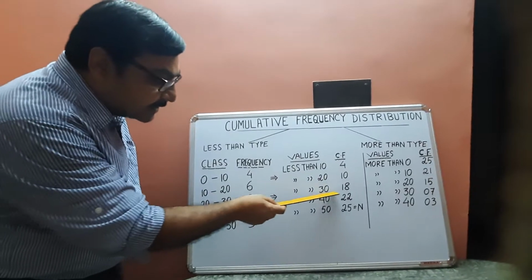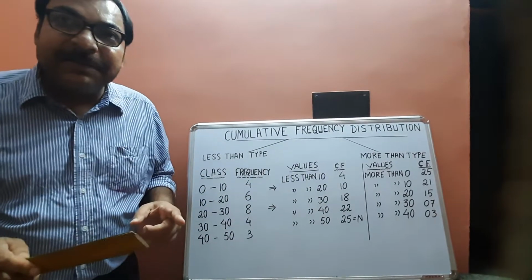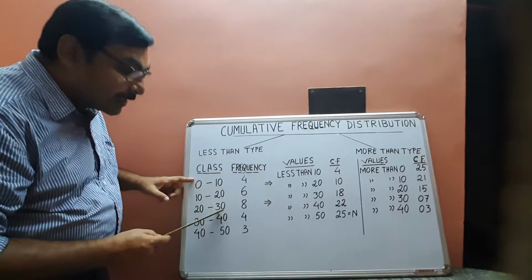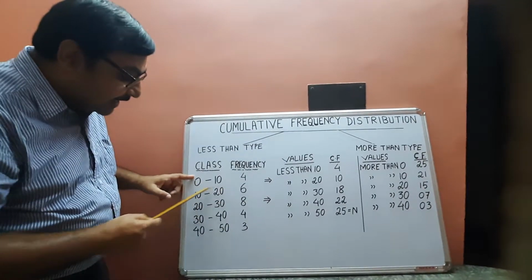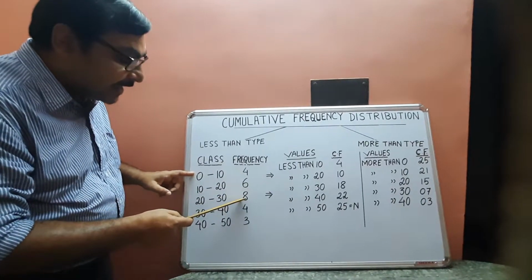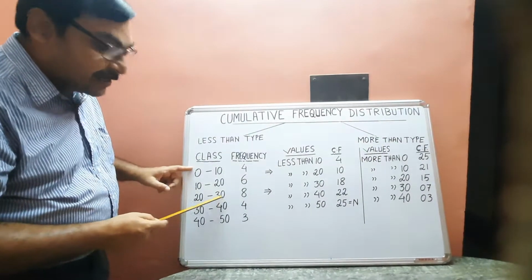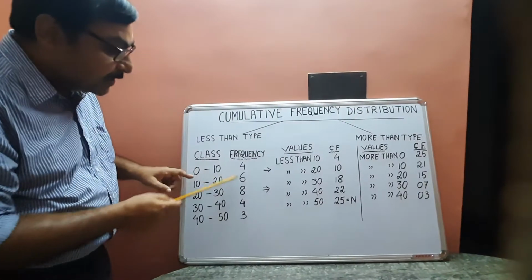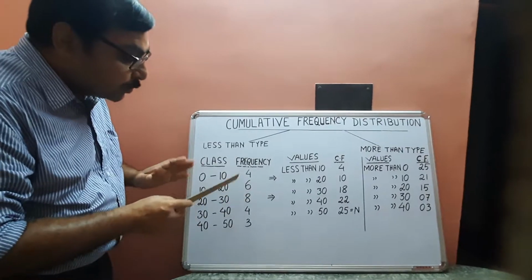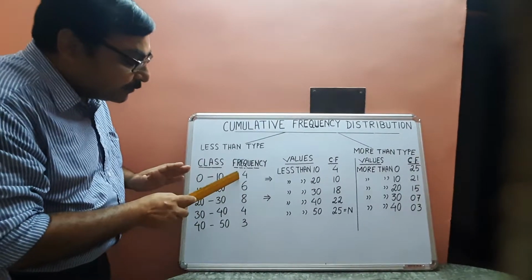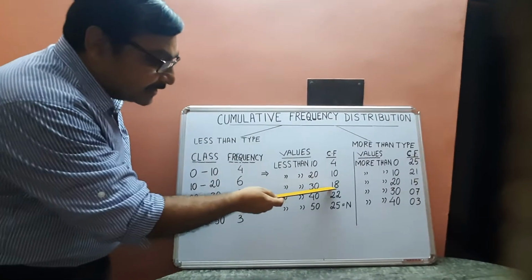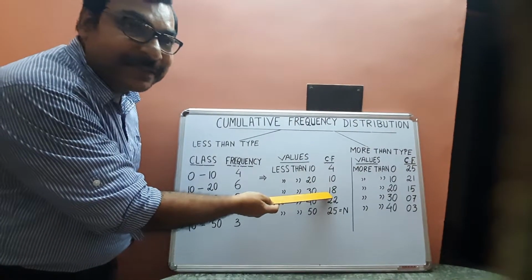Next, less than 30. Less than 30 means you have to consider items lying between 0 to 30. Between 0 to 30, 3 classes are there. Frequencies 4, 6 and 8. So for 0 to 30, we are getting 3 frequencies corresponding to 3 classes, and the total of these 3 frequencies is 4 plus 6, 10 plus 8, 18. So less than 30, number of observations 18.